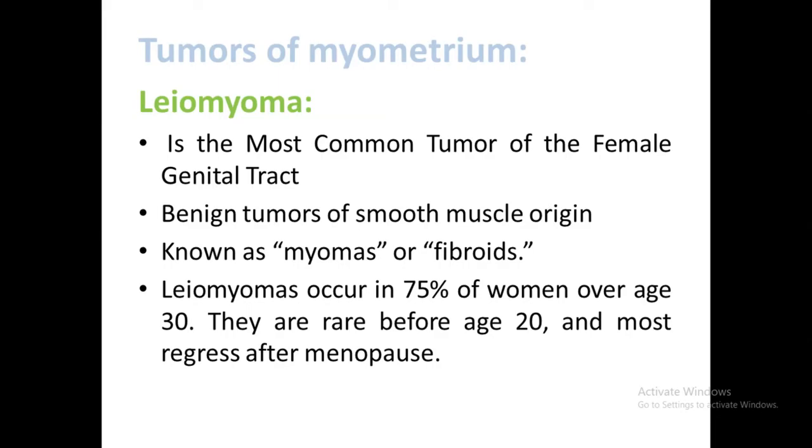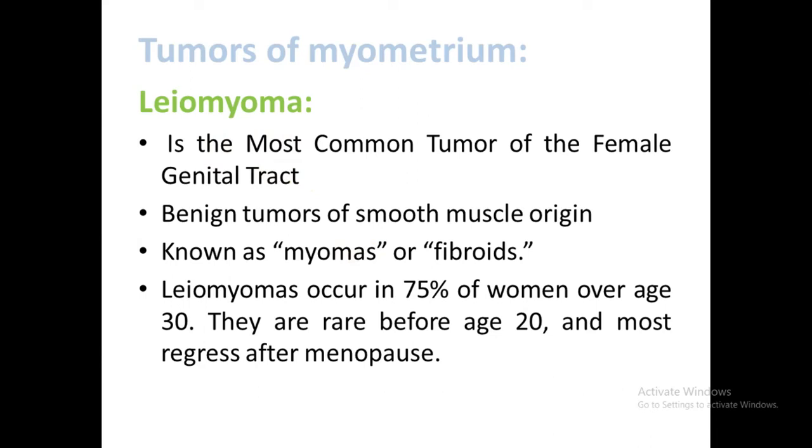Pathology of the tumors of myometrium. The most common tumor of the female genital tract is leiomyoma. It is a benign tumor of smooth muscle origin. It is commonly known as fibroids.